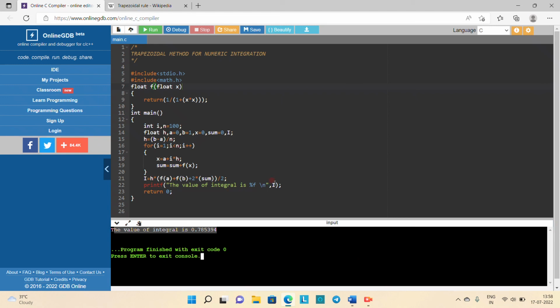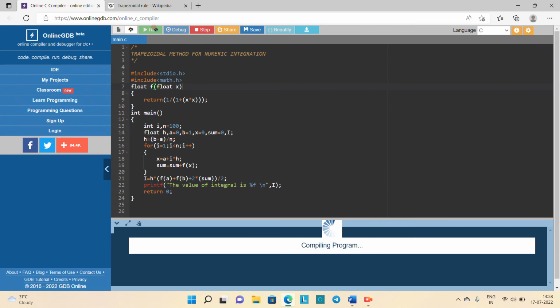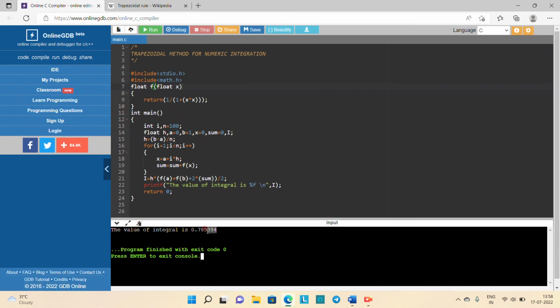Think by yourself how much time it would take you to calculate 1 by 1 plus x square with pen and paper, and how it is just a matter of one click: run, and it has run, 0.78. If we calculate the integration from 0 to 1 of 1 by 1 plus x square dx, that value will be 0.78. So do you understand the whole function, how we are writing this?